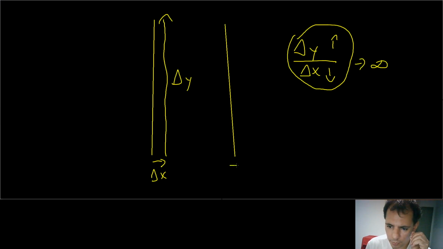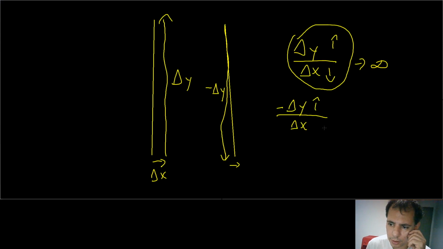As you come with a very tiny delta x, you're coming way down, way down. So you have a very negative delta y, which is huge. It's a huge negative number. And then you have a tiny positive number. Well, negative divided by positive, this is going to approach negative infinity.